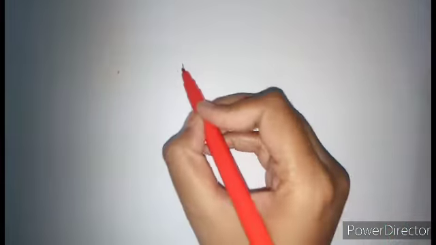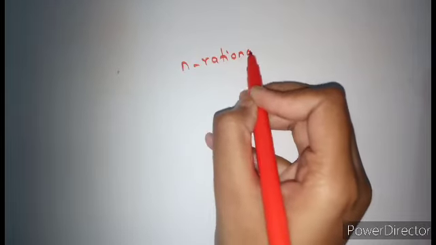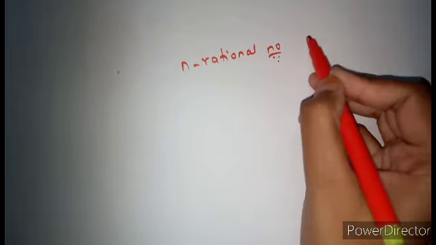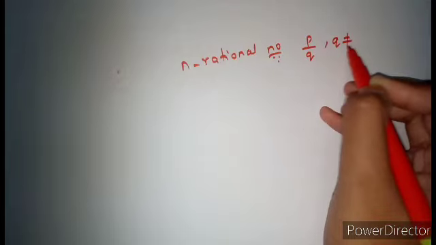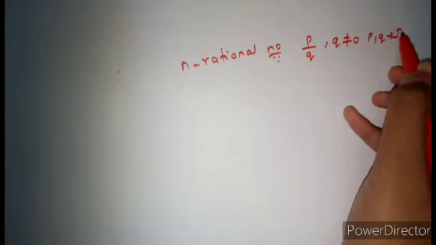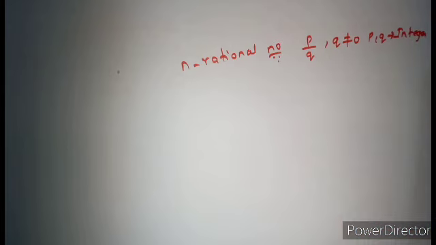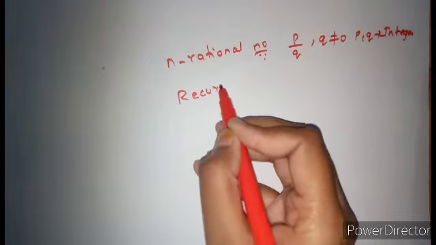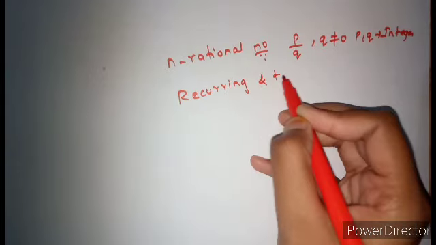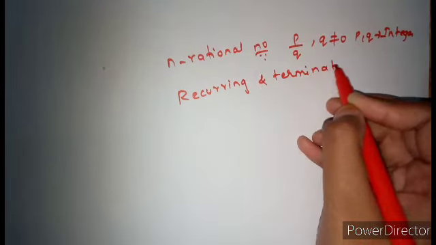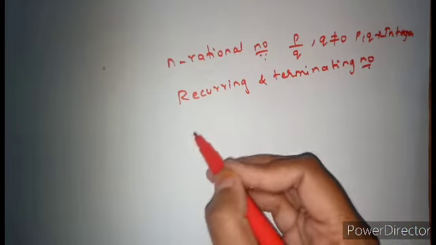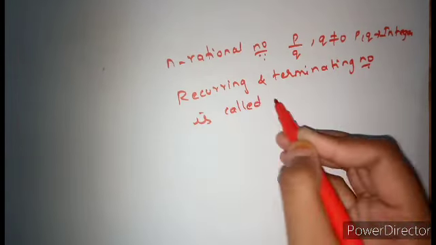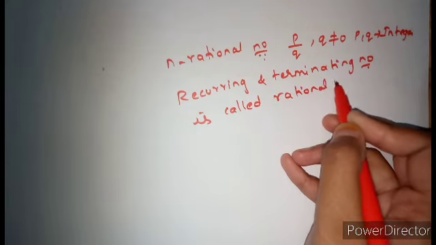Okay. So in the statement they have given n as a rational number. What do you mean by a rational number? A number of the form p by q, where q is not equal to 0 and p, q are integers, is called a rational number. That's what we have studied in high school. But we have one more definition: a number which is recurring or terminating is called a rational number. For example, 1 by 2.